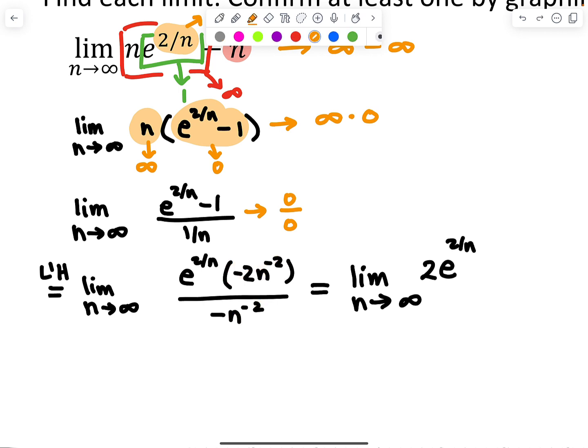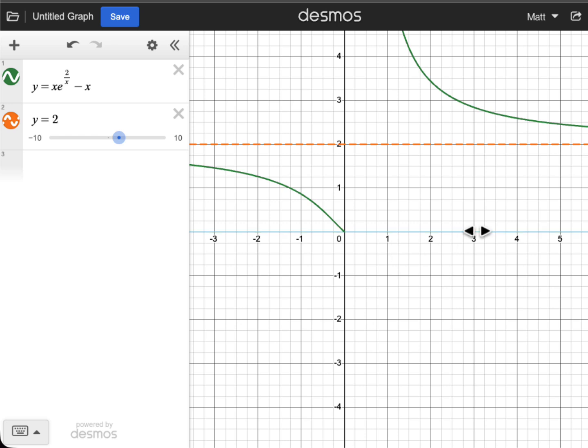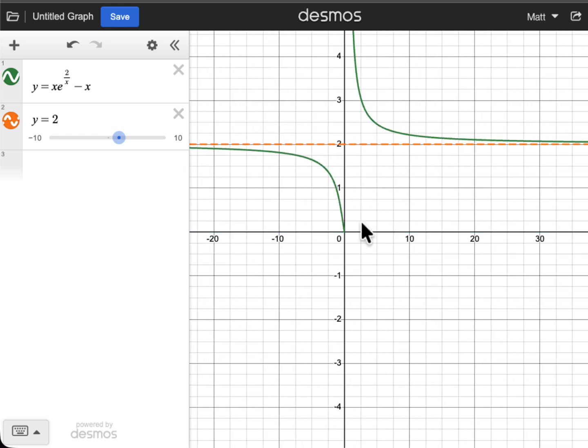Now we can reconsider what happens when n goes to infinity. This exponent will approach 0, so this limit will be 2e to the 0, or just 2. Here's a graph of this function and its asymptote. And sure enough, as we go to the right, the function does approach the asymptote.